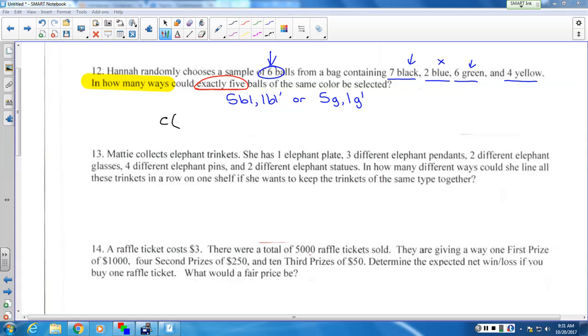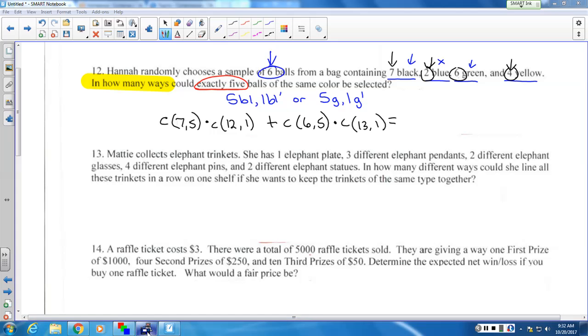So out of the total black ones, I'm going to choose 5, and out of the total that are not black, so I need to add up 2 plus 6 plus 4, so out of the 12 that are not black, choose 1. Or, out of the total green ones, choose 5. And out of the total that are not green, so I have 7 plus 2 plus 4, 13, I need 1. I'm not dividing by anything because it is not a probability.